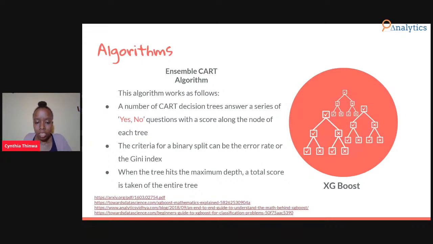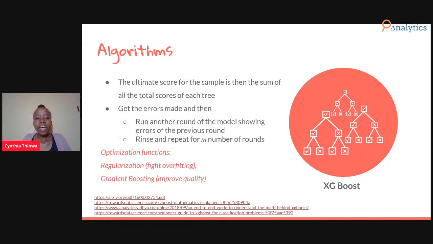So when the tree hits the maximum depth, a total score is taken of the entire tree, and then a sum of the sums is taken. So a total of all the totals that we got is taken. And then we are able to get the errors made as the data was moving along the decision tree. And then we would run another round of the model showing the errors from the previous round so that it learns from its mistakes and does better. And then you would rinse and repeat for M number of rounds. XGBoost actually has two optimization functions. The first one is a regularization function to fight overfitting, and the second one is gradient boosting to improve the quality of results that the algorithm is getting.